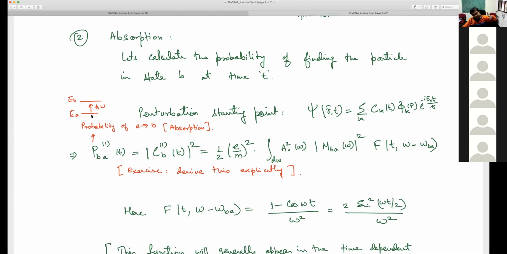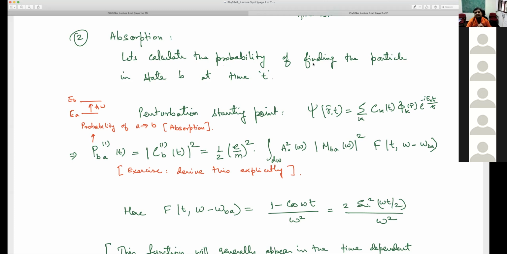lower energy state EA, I had a higher energy state EB, and I will do a vertical transition ħω. So vertical in the sense of increase in energy. So ħω, and I go from EA to EB, basically. And we want to calculate the probability of finding the particle in the state B at a time t starting from state A, let's say.